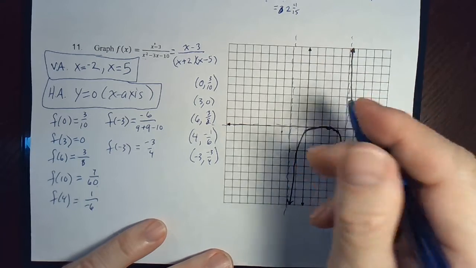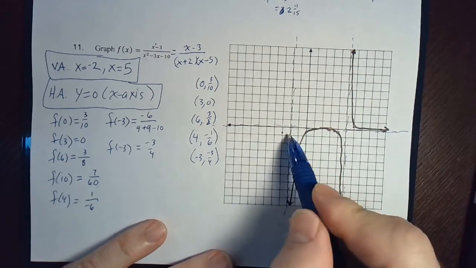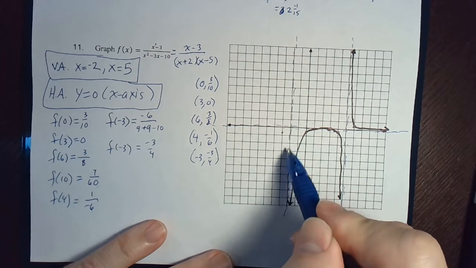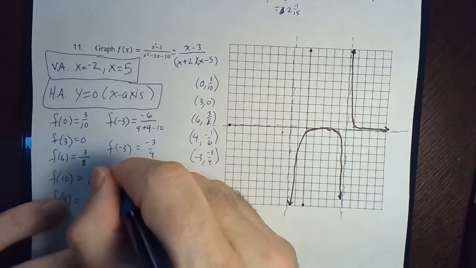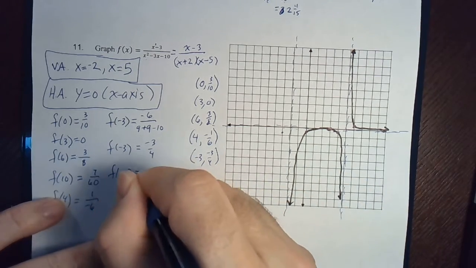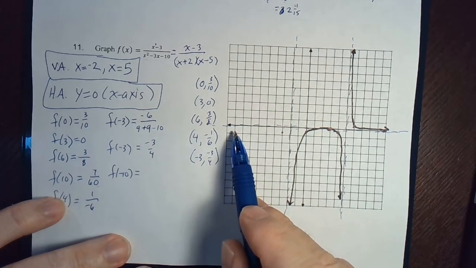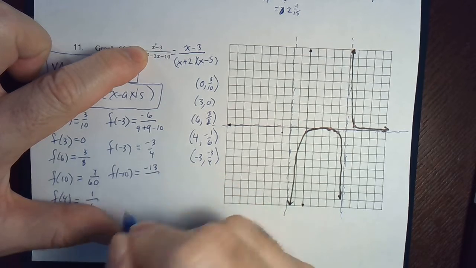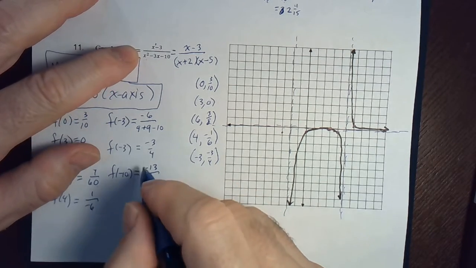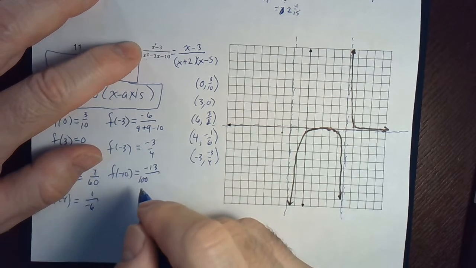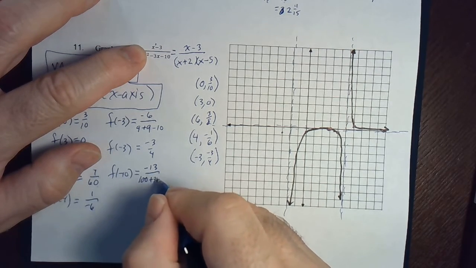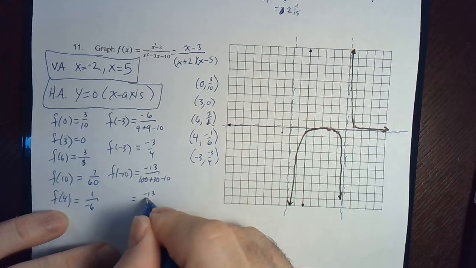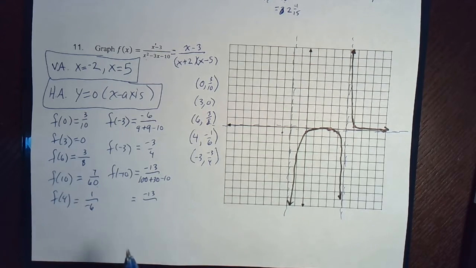All right, let's do maybe one more. We know what it's going to look like. It's going to hug this horizontal asymptote, and it's going to hug this vertical asymptote. Let's do one more, f of, say, negative 10. Let's go all the way out to x equals negative 10 and see what we get. Negative 10 minus 3, negative 13. Negative 10 squared is 100. Negative 10 would give us a plus 30 minus 10. That's equal to negative 13 over 120.